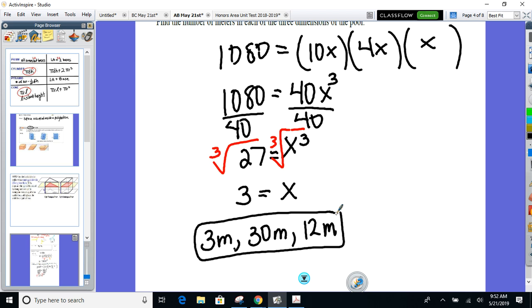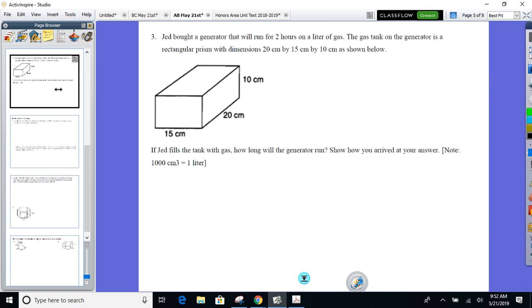All right, let's go. I told you it's going to be a longer day here. He bought the old generator. The generator can go 2 hours on 1 liter of gas. The gas tank on the generator is a rectangular prism with those dimensions. If he fills the tank with gas, how long will it run? And I gave you a little conversion here: 1,000 cubic centimeters is 1 liter.